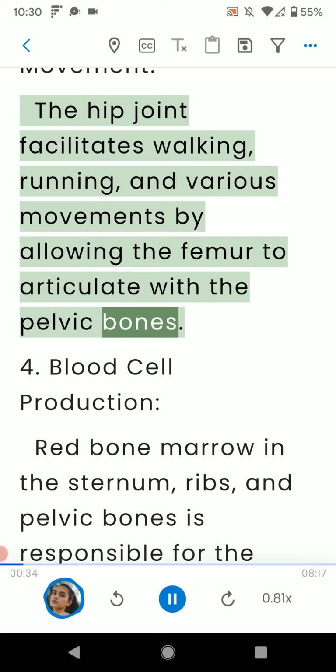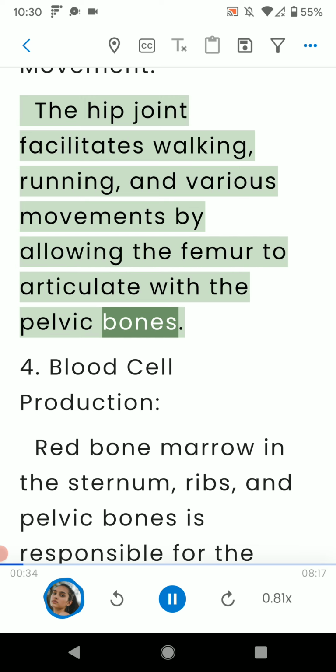5. Mineral storage and release. Bones release stored calcium into the bloodstream for muscle contraction and nerve function. 6. Calcium homeostasis. Parathyroid hormone regulates calcium levels in the blood by stimulating the release of calcium from bones.